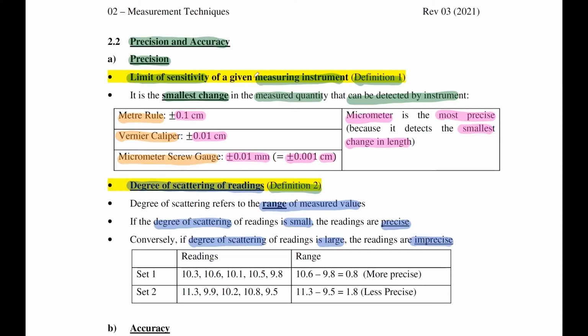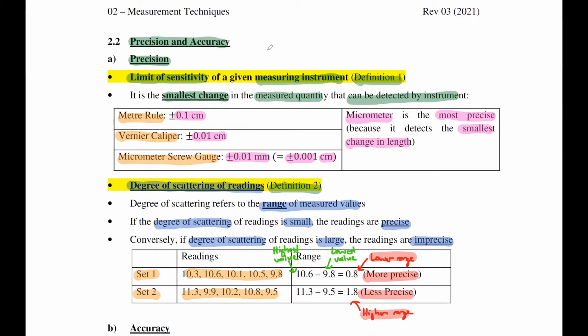As an example, we have two sets of readings here. Each of these sets of readings has a scatter or a range to it. When we want to find the range of the readings, we take the highest value and subtract off the lowest value to get the range. Over here, we see that the first set has the lower range, whereas the second set has the higher range. The set of readings with the lower range is more precise, whereas the set of readings with a higher range is less precise.